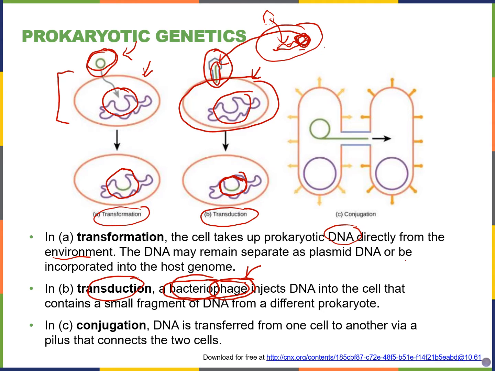In the last one, C, conjugation, I have two bacteria. One of them on the left has a plasmid, and I can see the one on the right did not have a plasmid. So it looks like the one on the left is forming this tube-like structure, which is the pilus, allowing a copy of its plasmid to be sent through to that second cell. And at the end of this process of conjugation, both of these bacteria will have a copy of that plasmid DNA.